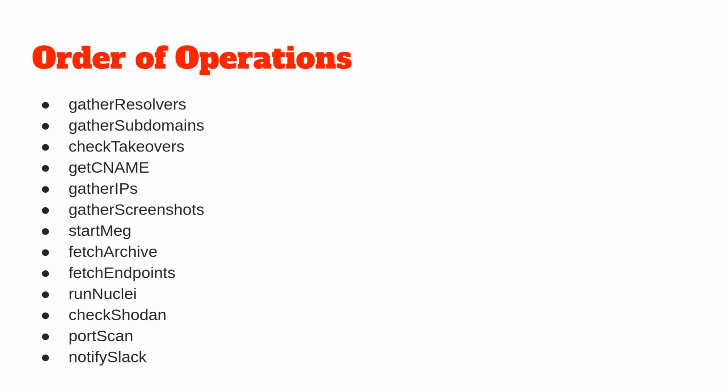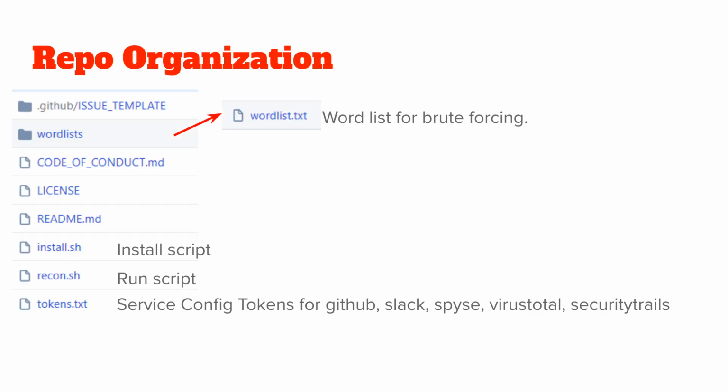Run nuclei, which is kind of like a vuln scanner. It makes more sense if you read through the project, but you can specify templates to allow this thing to capture more detailed information from endpoints and sites. And then it runs a Shodan check, the port scan, and then it dumps the notification into Slack if you've configured that. So the way this thing is organized, the repo itself is really simple.